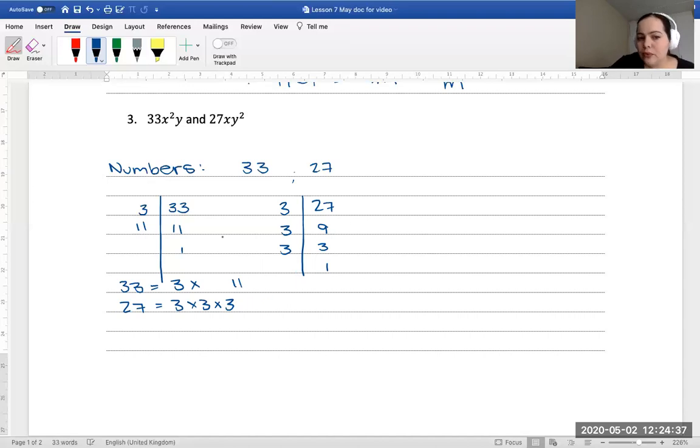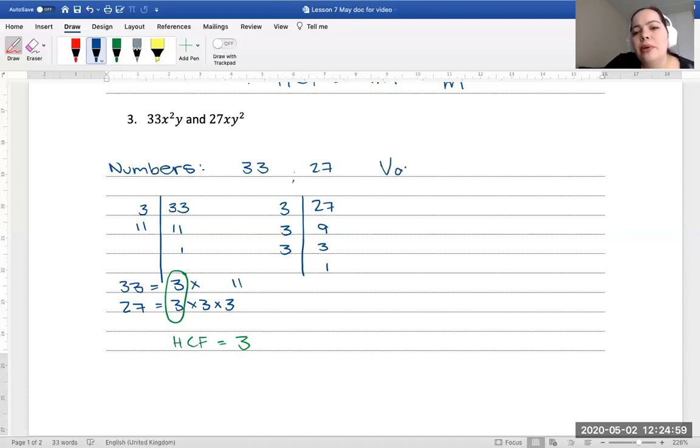All right. So now we're going to say, to find our highest common factor, we look at what they have in common. Well, they only have a 3 in common. Do you see that? So the highest common factor for the numbers is going to be 3. All right, so now let's go to step 2, which is the variables.